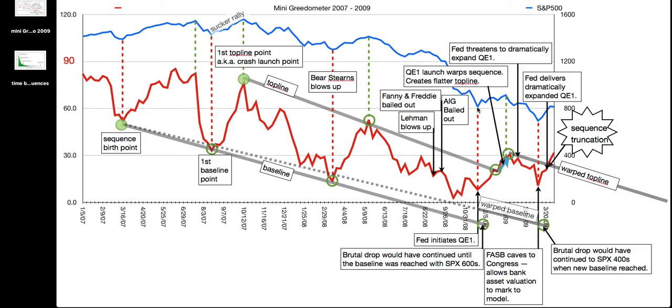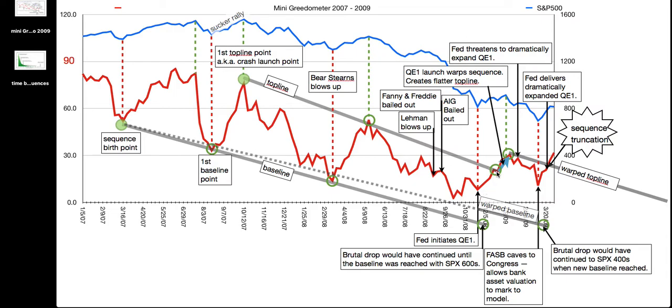As it is, it dropped to the 800s, but as you can see, that's nowhere near the baseline. The mini Greedometer is nowhere near this baseline, right? As it's set up here, it's very well supported. You should have expected being kicked from here to probably here, maybe marginally shallower. With the SPX hitting 800 there, had QE1 not happened, the mini Greedometer would have dropped like a rock over the next week, maybe a week and a half to 2 weeks. We would have seen the baseline there with the SPX in the 600s probably, and it would have bounced a bit more and then dropped more after that. But we had this bailout, we had the announcement of QE1, so there you go.